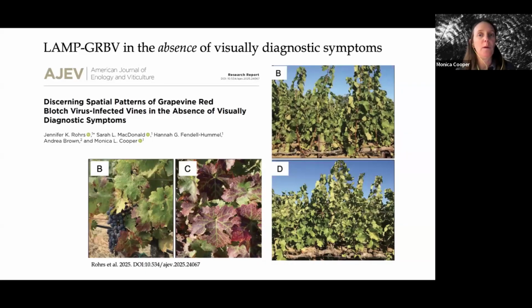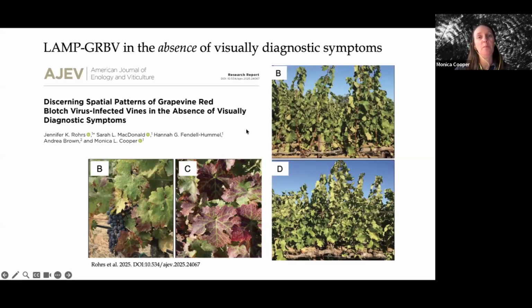We've also been using LAMP when we don't have visually diagnostic symptoms. As I mentioned earlier, there are some wine grape cultivars like Sauvignon Blanc, which never develop visual symptoms. They can be infected with the virus for years, and you can never see any change in their foliage. And in other cases, such as in the example photos here, B and C, we have co-infections with leaf roll virus. In that case, we see the symptoms of leaf roll virus, but we can't also tell that those vines have red blotch.